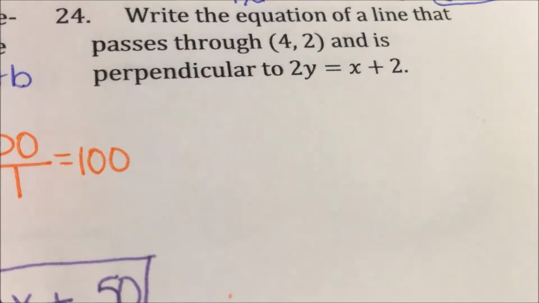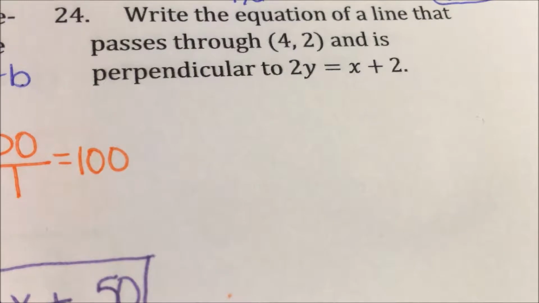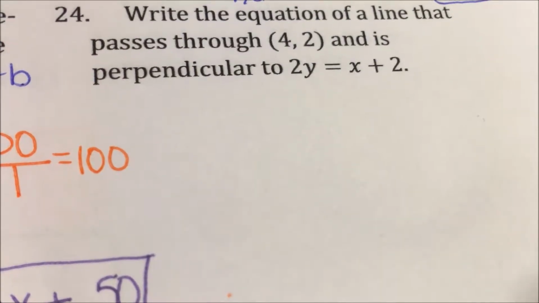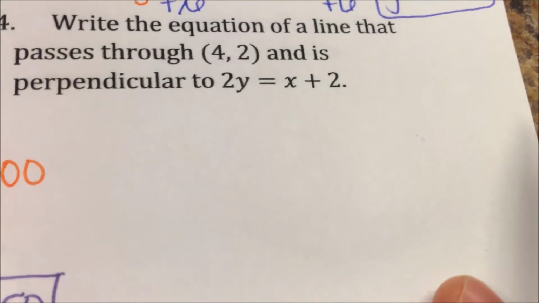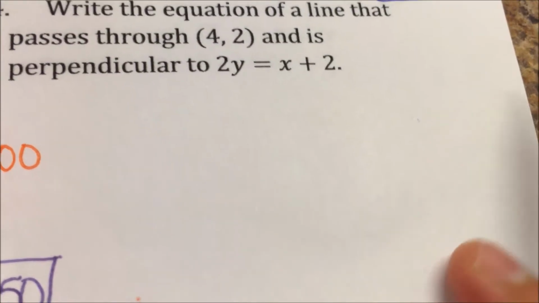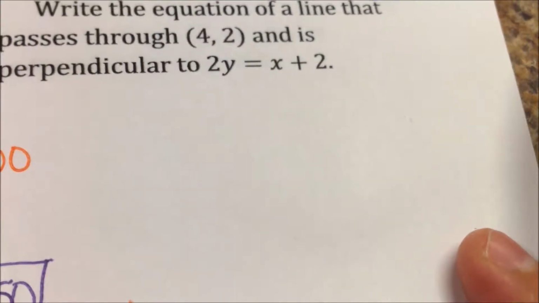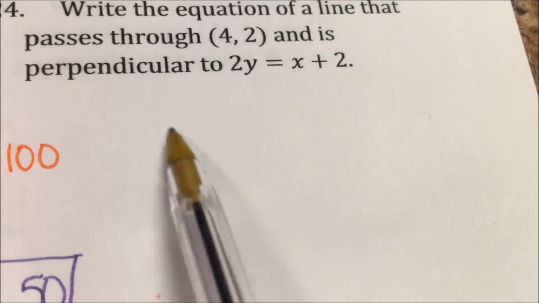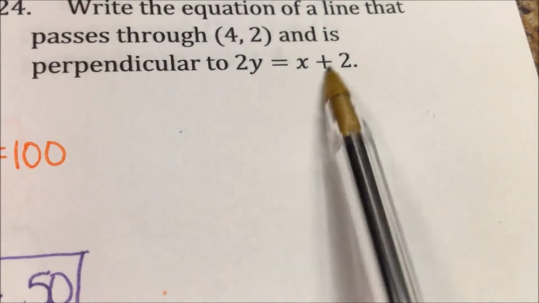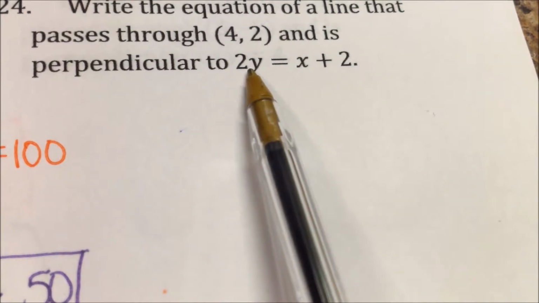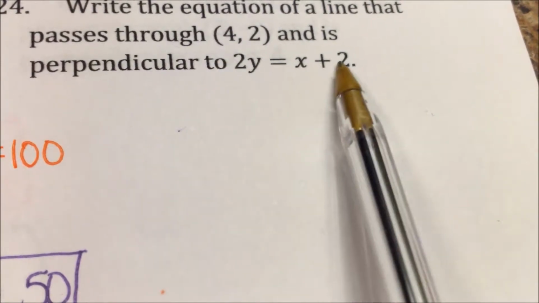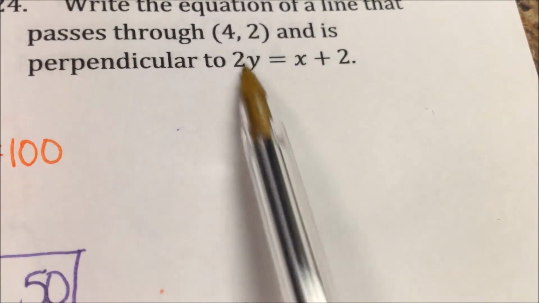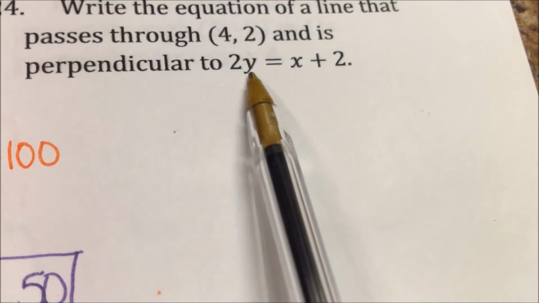Okay, so the next one says write the equation of a line that passes through (4, 2) and is perpendicular to that line. Okay, so perpendicular, we need to find the slope first, but the slope is not written in y equals mx plus b, so we need to make it into y equals mx plus b. We need to get rid of that 2. Since the 2 is multiplying with the y, we need to divide by 2.